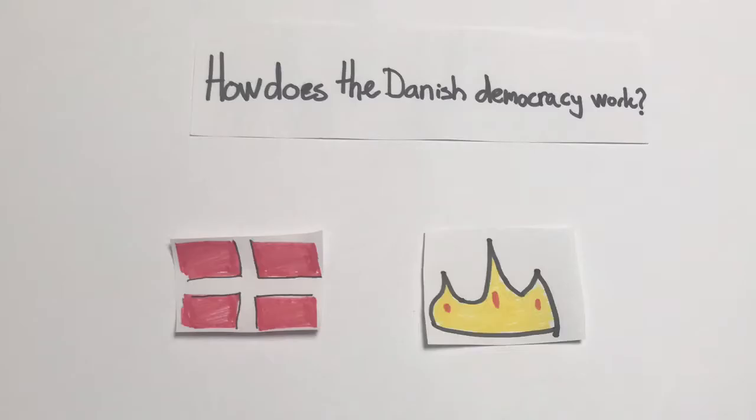How does the Danish democracy work? The politics of Denmark take place within a parliamentary representative democracy, a constitutional monarchy in which the monarch of Denmark, Queen Margrethe II, is head of state. Denmark is described as a nation state.